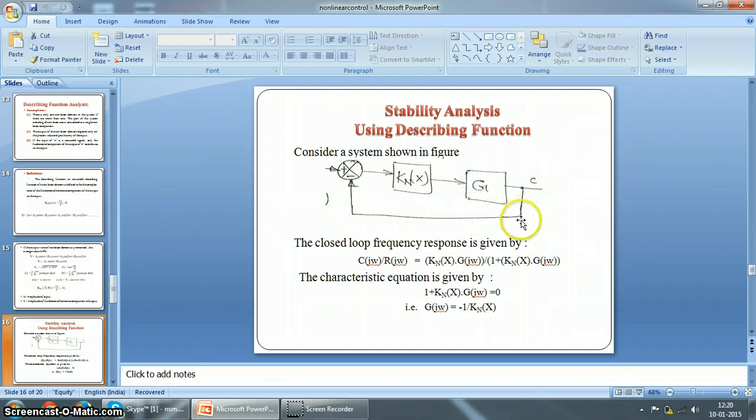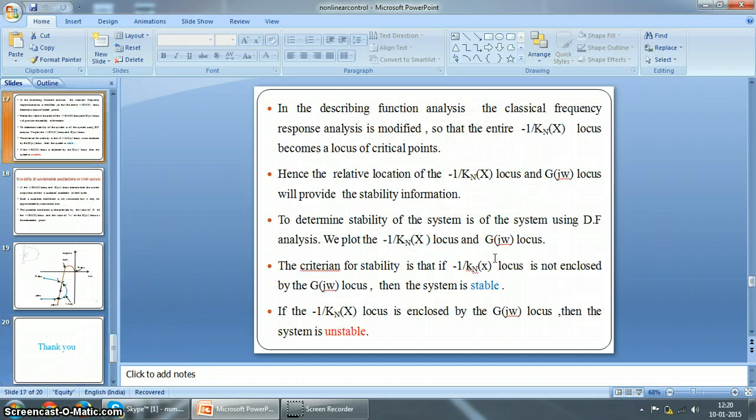For that, if we frame the closed loop transfer function, C of s by R of s becomes like this. But here we are changing the transfer function to a sinusoidal transfer function, nothing but replacing s with j omega. Therefore, C of j omega by R of j omega is equal to kn of x into g of j omega by 1 plus kn of x into g of j omega. Here we need to consider only the characteristic equation. The characteristic equation is 1 plus kn of x g of j omega equal to 0. From that, g of j omega is equal to minus 1 by kn of x.